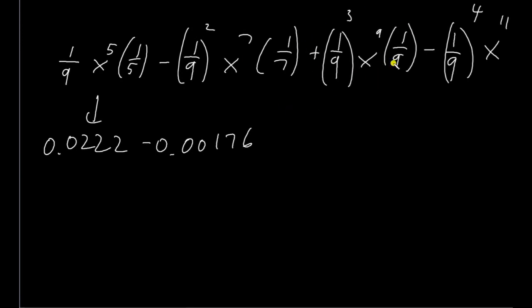Okay, so then now we have this third one here. If we plug in x equals 1, we will get 1.52 times 10 to the negative fourth.